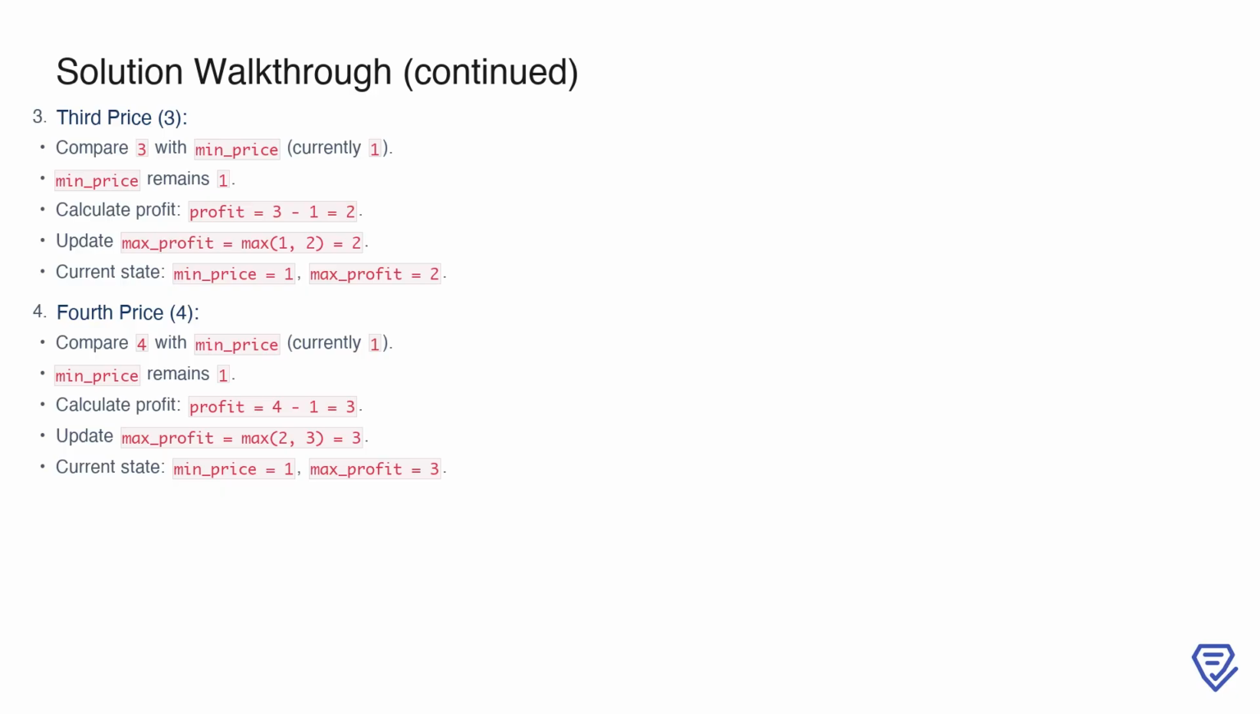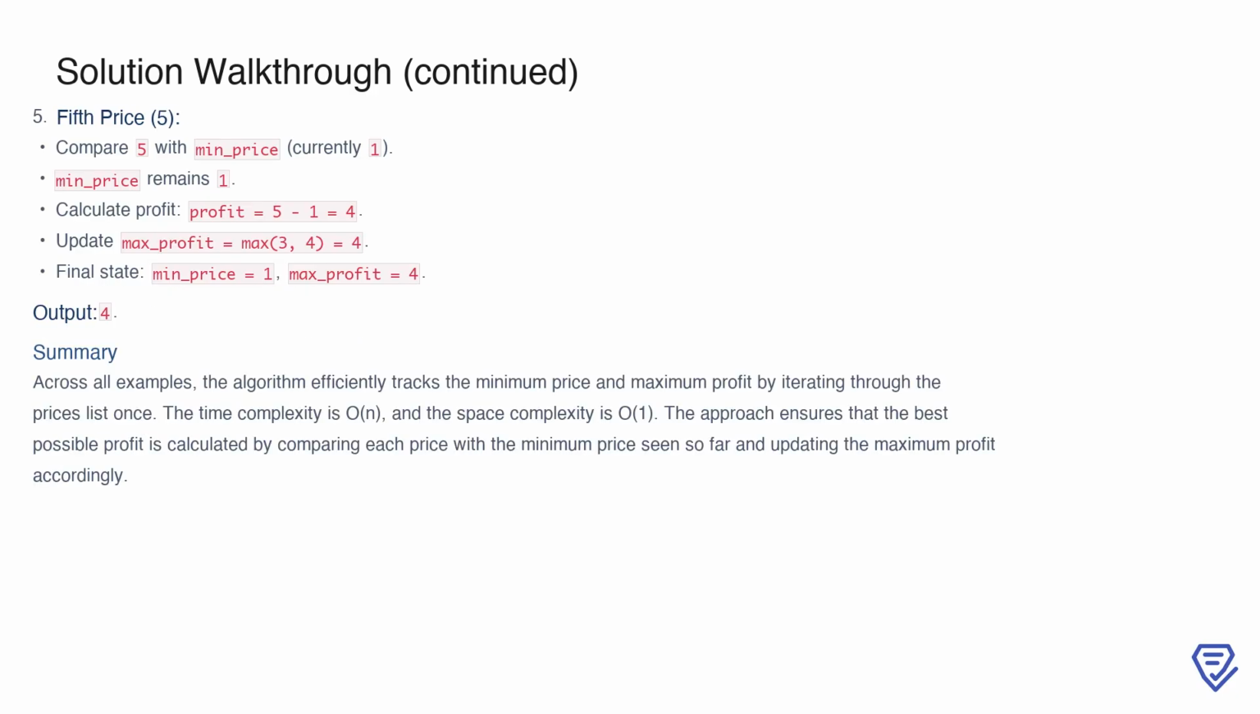This is greater than the current max_profit of 2, so we update max_profit to 3. The state is now min_price equals 1 and max_profit equals 3. On day 5, the price rises further to 5. The min_price remains 1, and the profit is calculated as 5 - 1 equals 4.